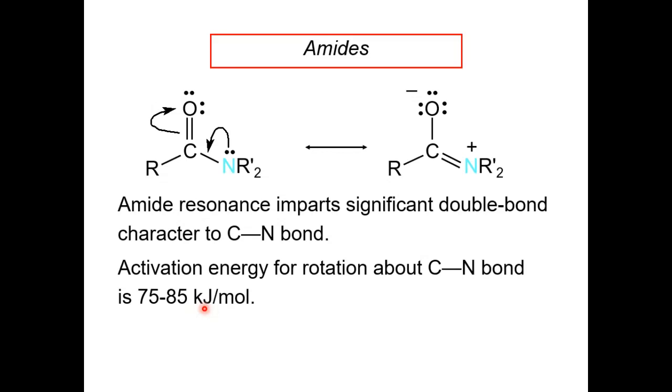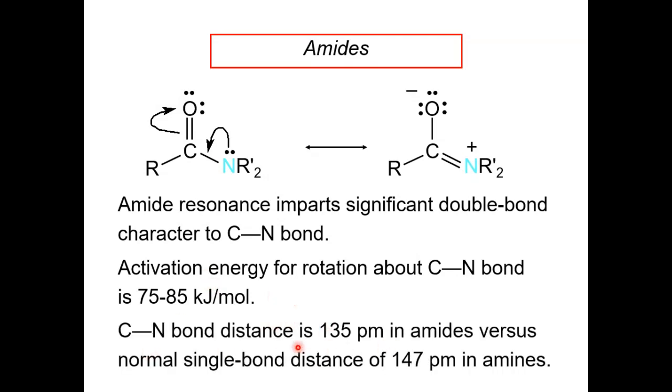This feature is actually very important in proteins. All proteins are amides. So the C-N bond in proteins is very difficult to rotate because of this reason. Very difficult to rotate.